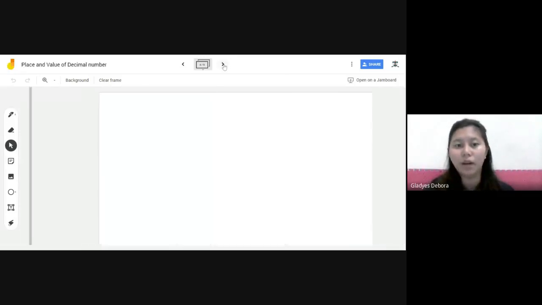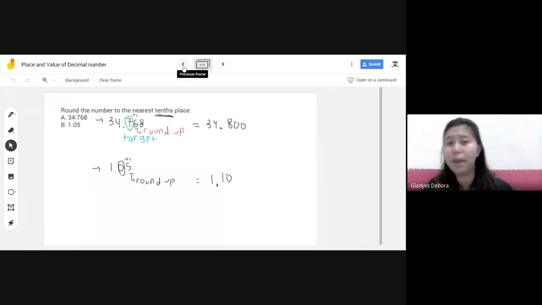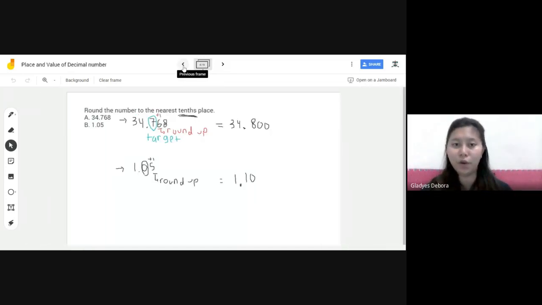Okay, that's about rounding. Keep in mind that you need to find the target first, and then the one-digit number behind the target tells you to round up or round down. So if it is going to round up, it means the target plus 1, and if it is rounded down, the target still remains the same.